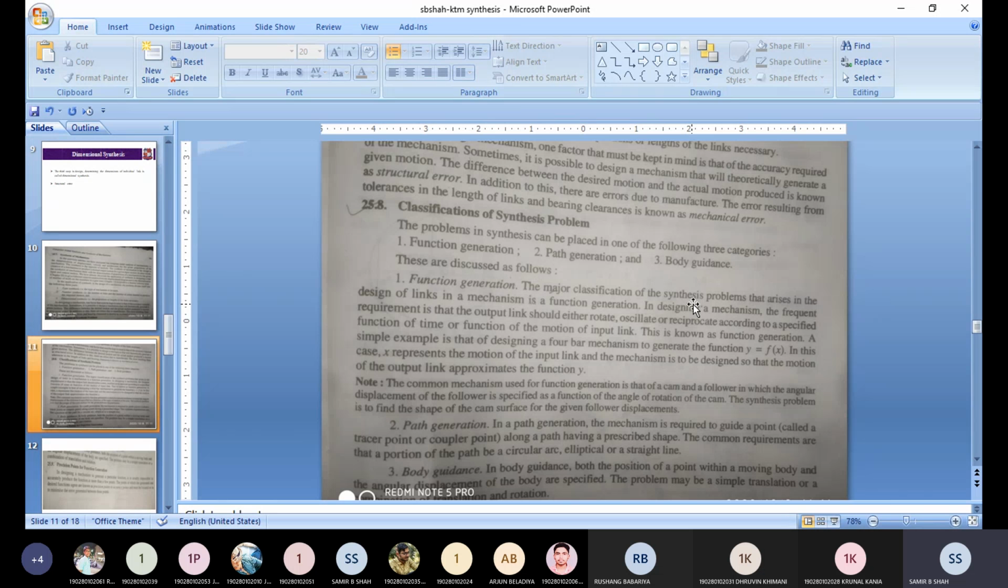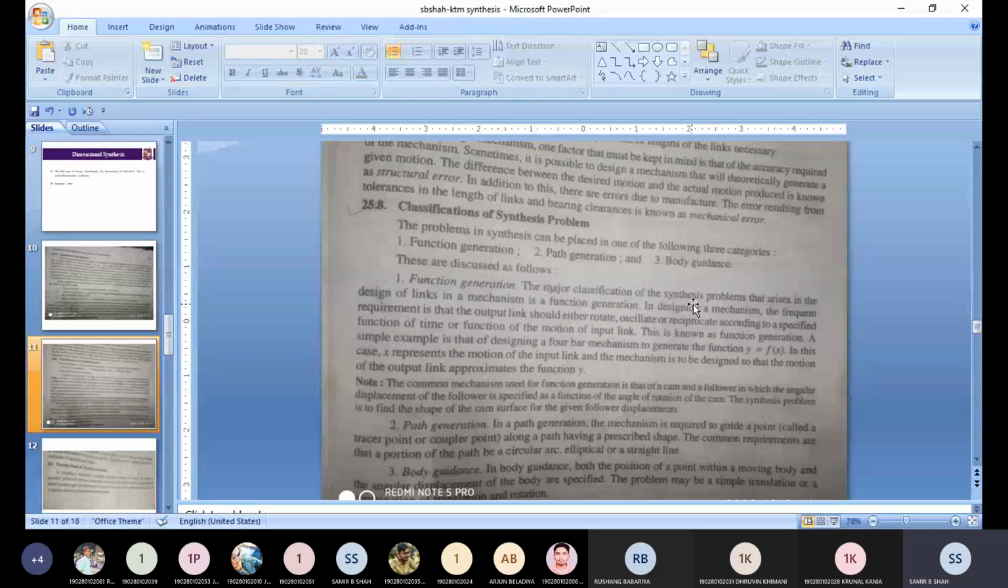In designing a mechanism, the frequent requirement is that the output link should either rotate, oscillate, or reciprocate as per a specified function of time or of the motion of the input link. This is known as function generation. Suppose we have the function y = f(x), where x represents the motion of the input link, and the mechanism is to be designed so that the motion of the output link approximates the function y.